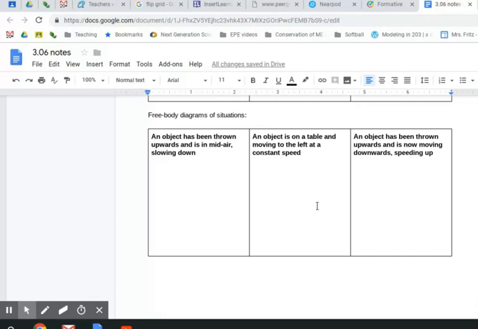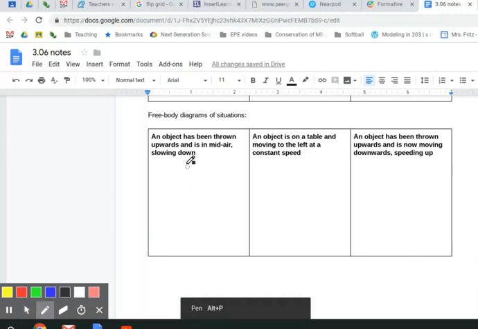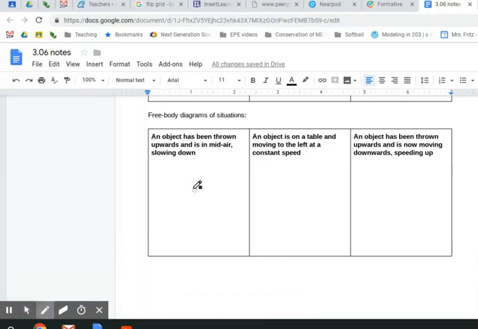All right. So we've got 3 free body diagrams that we need to draw. So we've got the object that's been thrown upwards and is in midair slowing down. So we know that if it's going up but slowing down, the net force needs to be pointing down. So I'm going to draw the first one there. All right, and that's going to be my FG.